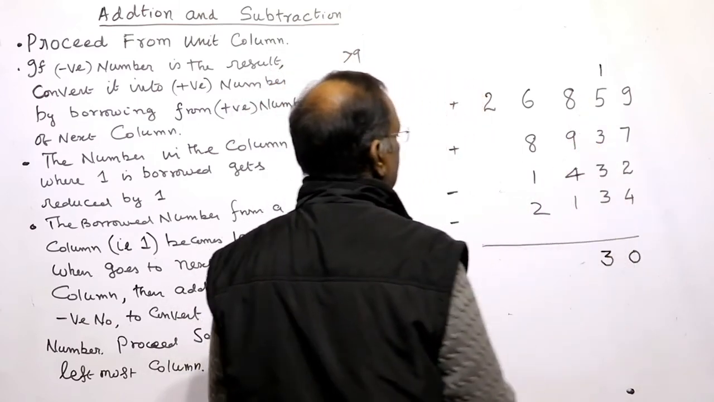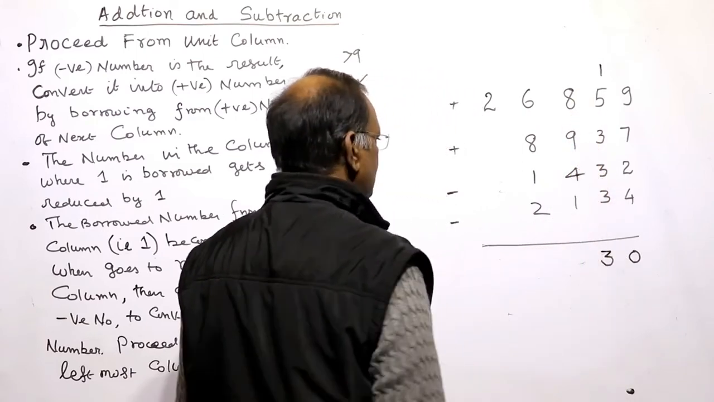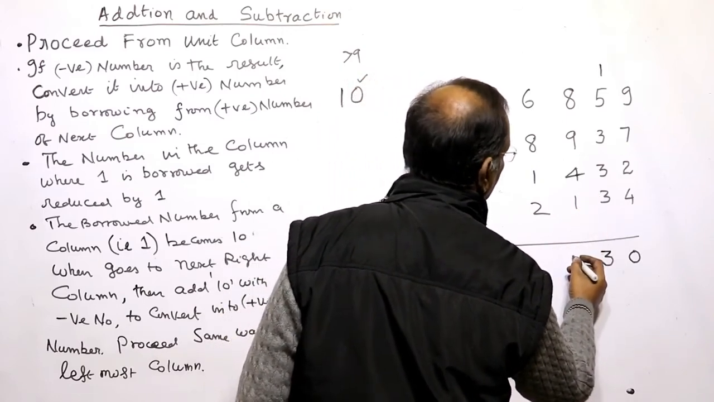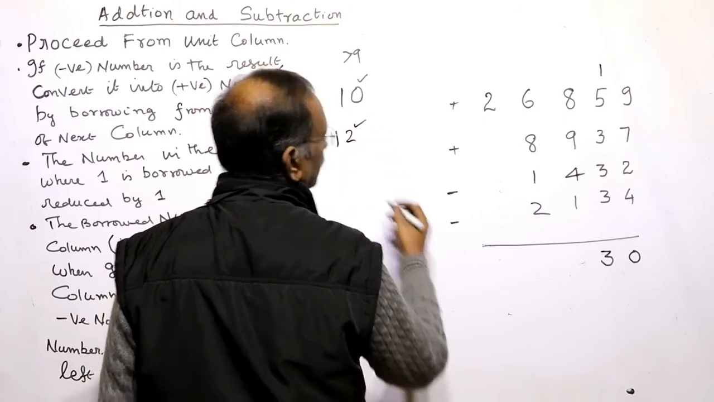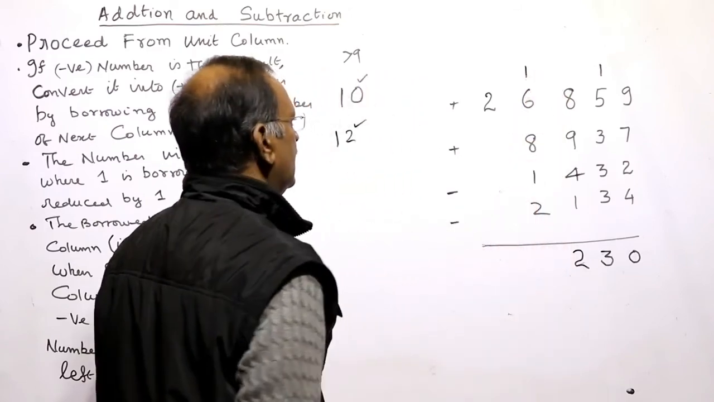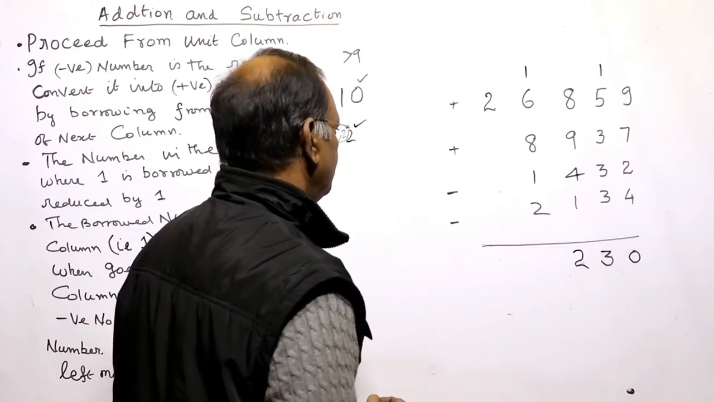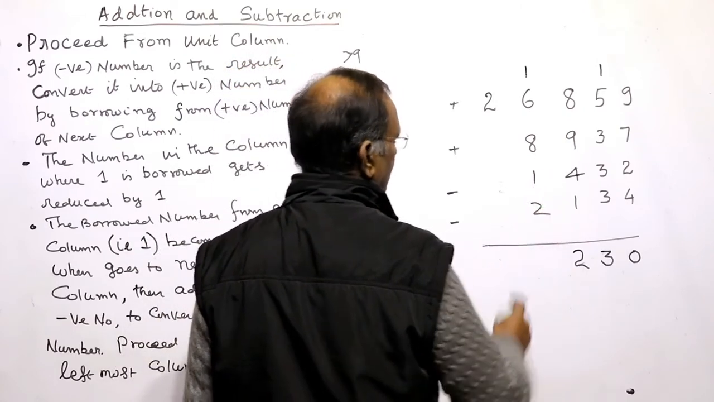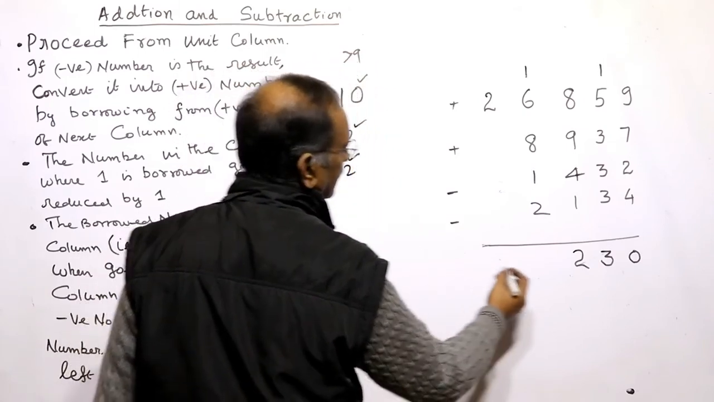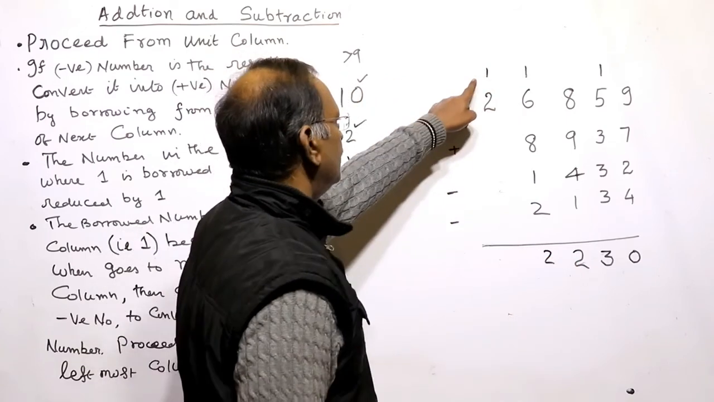So now 8 plus 9 is 17, 17 minus 4 is 13, 13 minus 1 is 12. We get 12. The 2 we will retain here, and this one we will carry forward to the thousands digit. 6 plus 1 is 7, 7 plus 8 is 15, 15 minus 1 is 14, 14 minus 2 is equal to 12. We get 12 again. Same thing: we retain the 2, and this one we will carry forward to here.